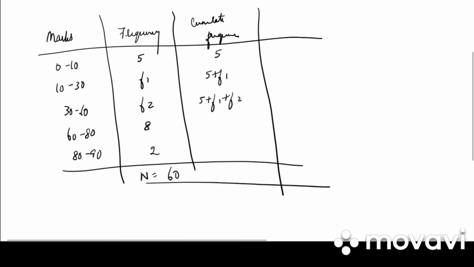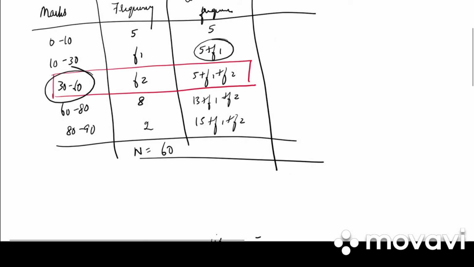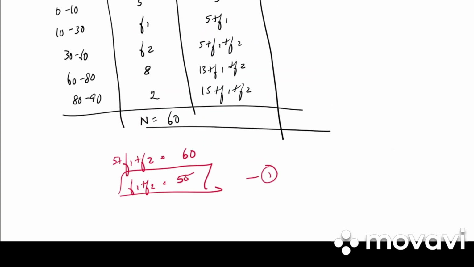Next we need to find cumulative frequency. 5, 5 plus F1, 5 plus F1 plus F2, 8 plus 5, 13 plus F1 plus F2, 15 plus F1 plus F2. So we have 15 plus F1 plus F2 is equal to 60. F1 plus F2 is 60 minus 15, that is 45. This is equation 1.